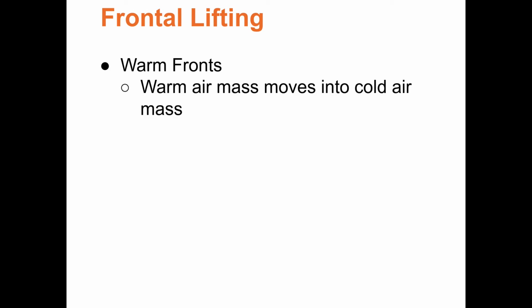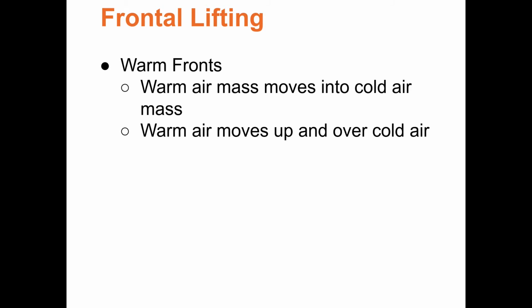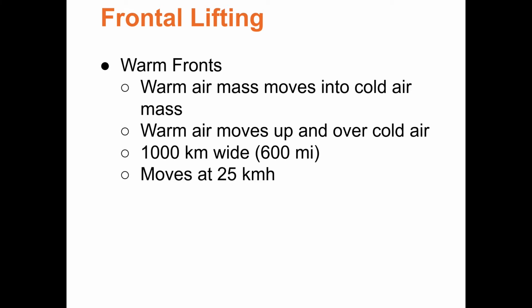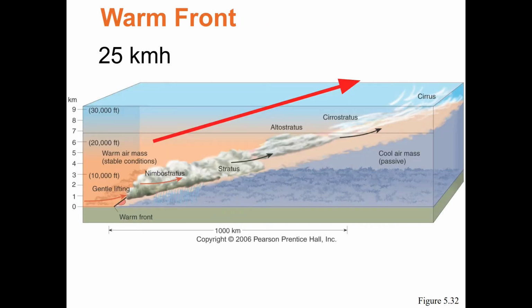So we got warm fronts, where a warm air mass moves into a cold air mass. The warm air moves up and over the cold air. Warm fronts are about 1,000 kilometers wide. They move about 25 kilometers an hour. Here is the diagram out of the book of a warm front. They move along at 25 kilometers an hour. Here is the warm air that is slowly trying to push this cold, dense air out of the way.